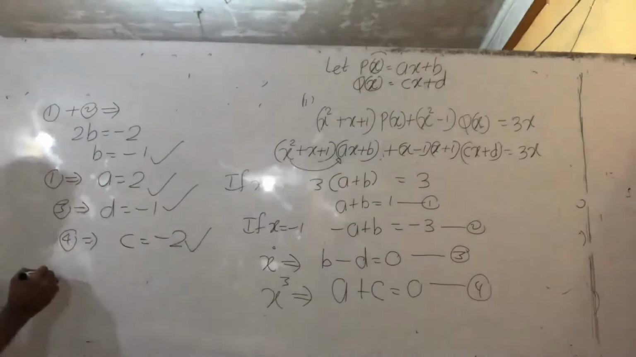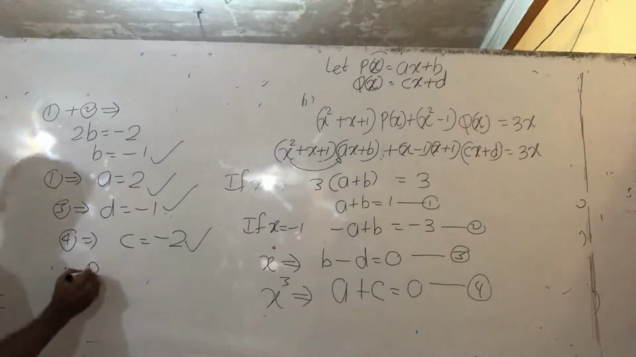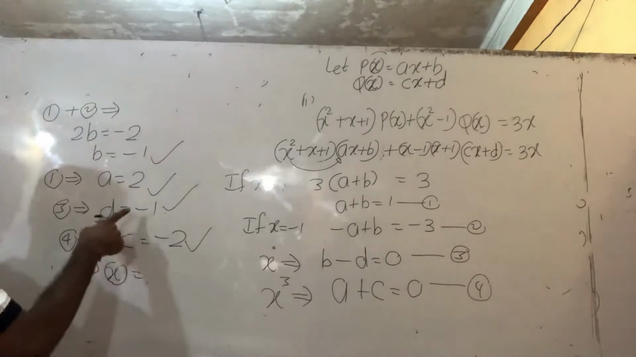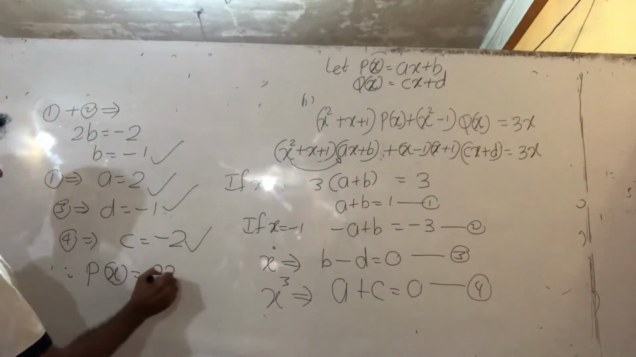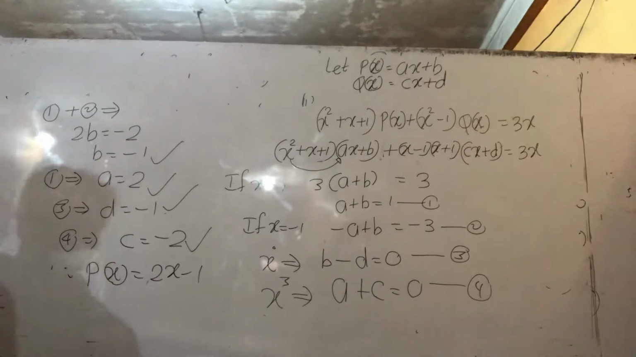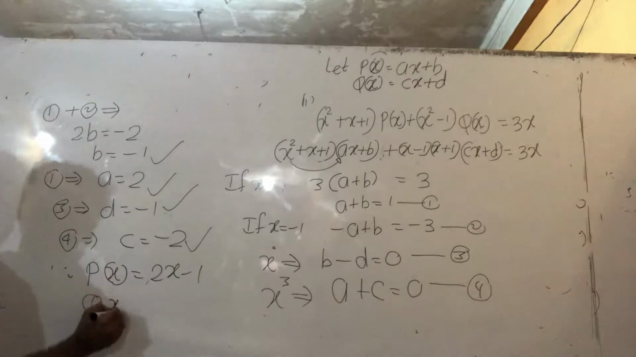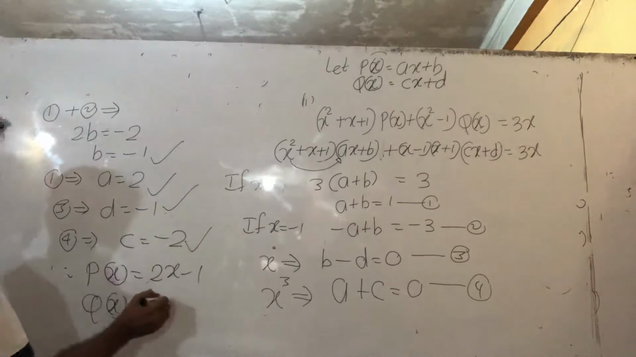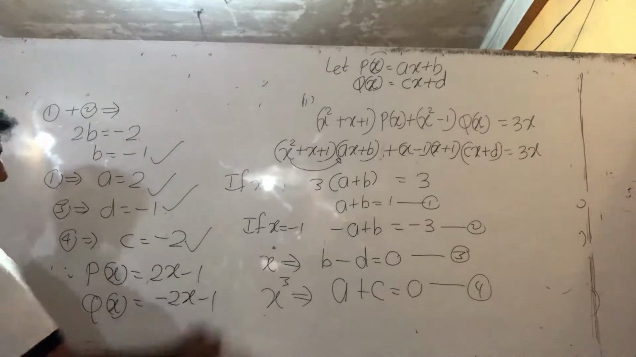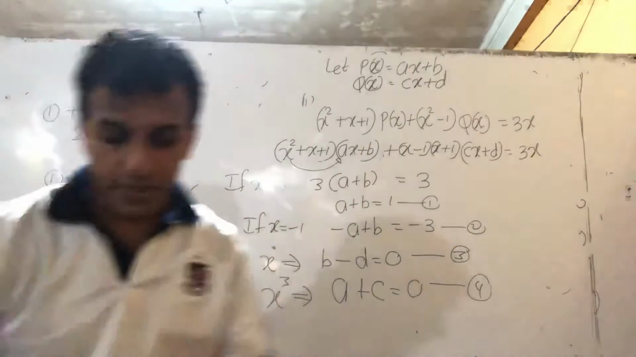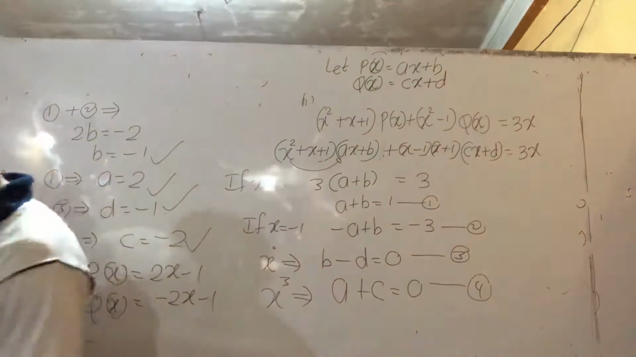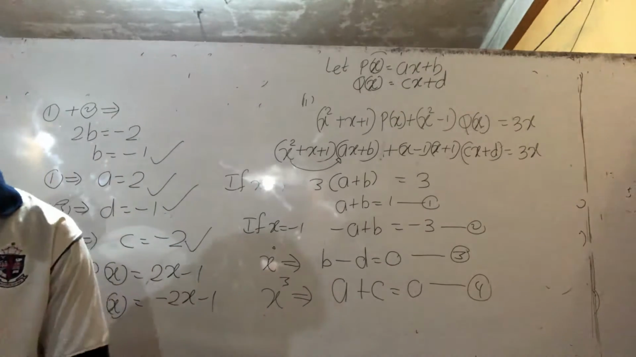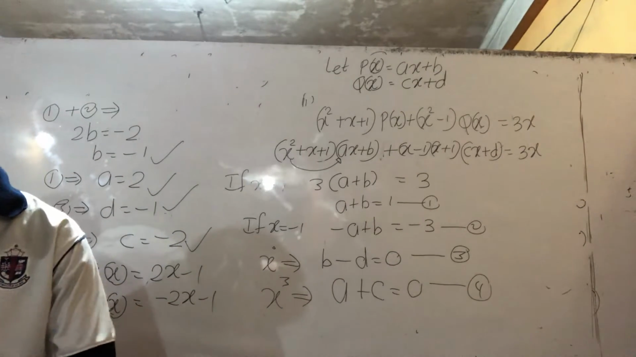Therefore, give the answer for Px. So what is Px? Ax plus B, that is 2x minus 1, right? What is Qx? Find the Qx answer. Cx plus D, that is minus 2x minus 1, right? This is the answer for my third question from my tutorial. That is one past exam paper, 2015, right?